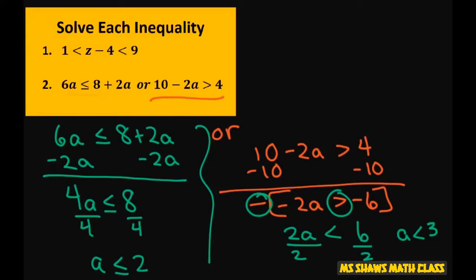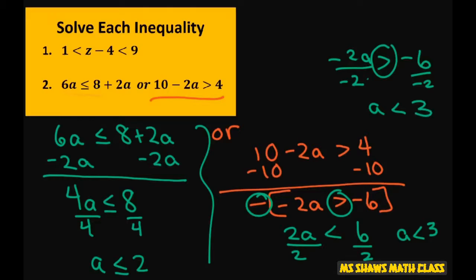All right. Another way to have done that is negative 2a is greater than negative 6. And from here, you could have divided both sides by negative 2. But when you divide, you have to flip that.